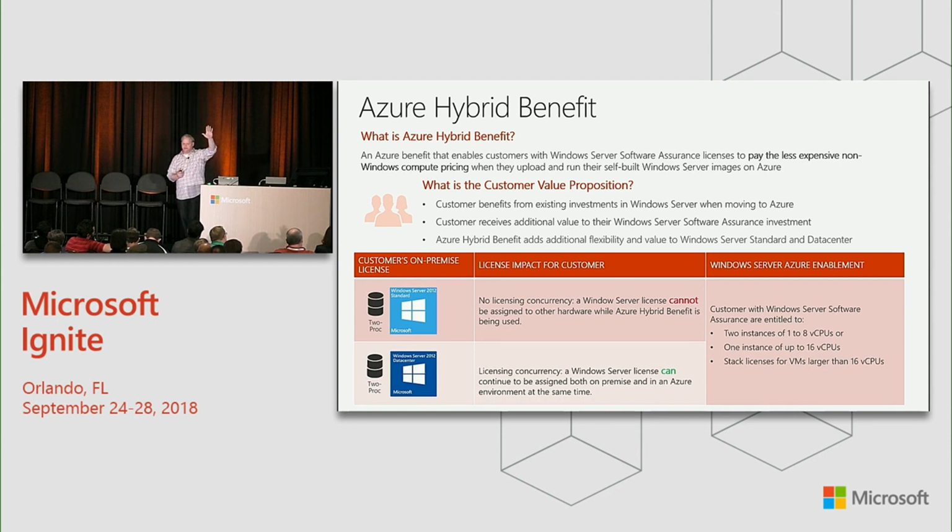If you have Windows licenses that are covered by software assurance, you can apply those to your VMs in Azure. If you have standard licenses, you can apply them to either on-premises or Azure. And if you have datacenter licenses with software assurance, you can actually apply those to cores in Azure and on-premises at the same time. So that's available directly in the portal.